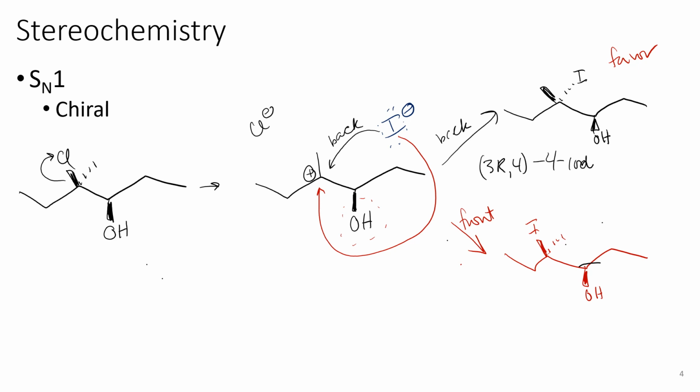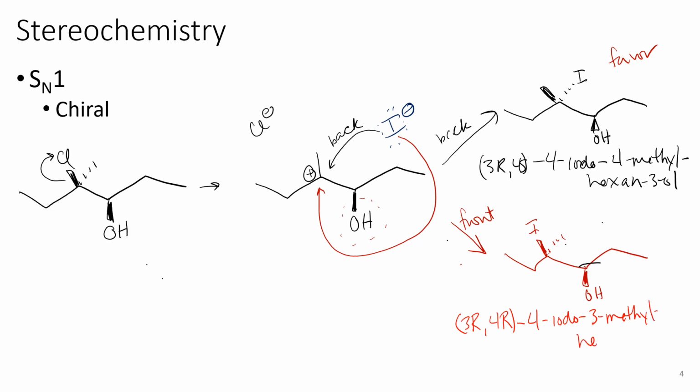4-iodo, 4-methyl, and then hexanol. And that was 4S. With the other one, we would still name it the one stereocenter, the hexanol stereocenter. It's still going to stay the same. So this would end up being 3R and then 4R. 4-iodo, 3-methyl, hexane, 3-ol.